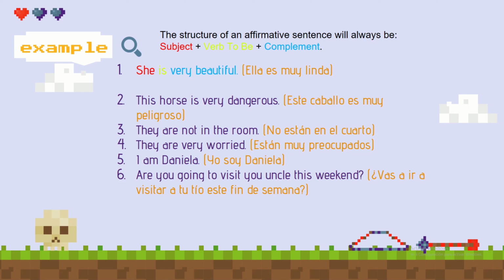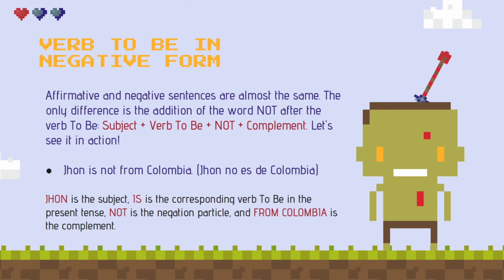Next. Verb to be in negative form. Affirmative and negative sentences are always the same. The only difference is the addition of the word not after the verb to be. Subject, plus verb to be, plus not, plus complement. Let's see it in action. John is not from Colombia. John no es de Colombia. John is the subject, is the corresponding verb to be in the present tense, not is the negation particle, and from Colombia is the complement.